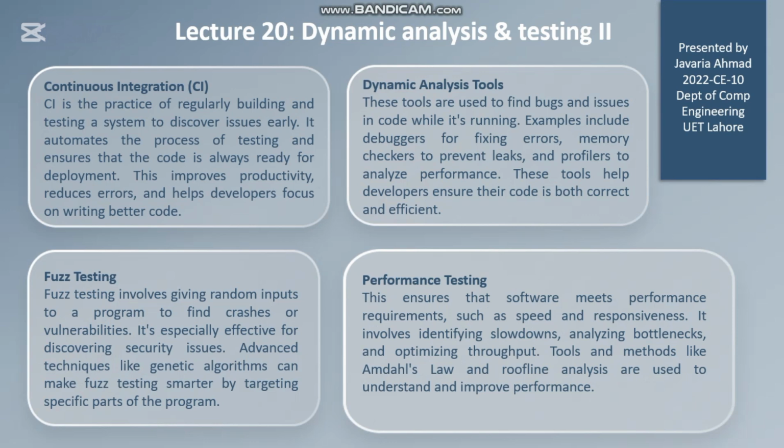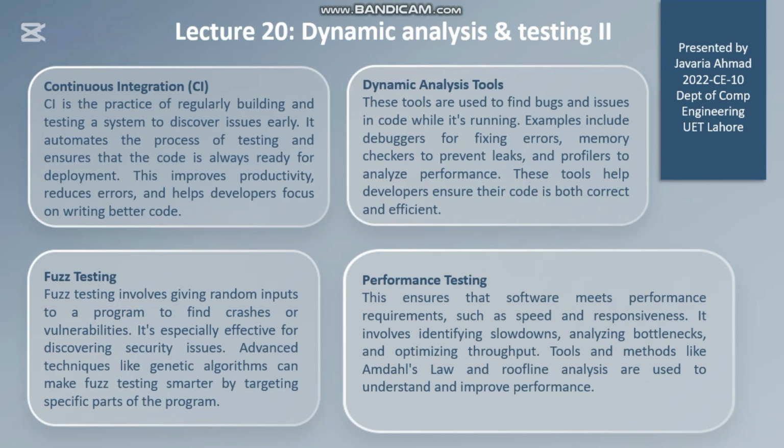So today I will discuss lecture 20 of CS 5150, which is all about dynamic analysis and testing. In modern software development, various practices and tools ensure quality, performance, and reliability. Continuous integration automates the process of building and testing code to catch issues early and maintain stable releases.